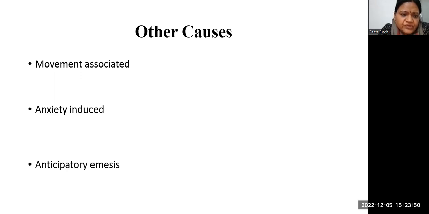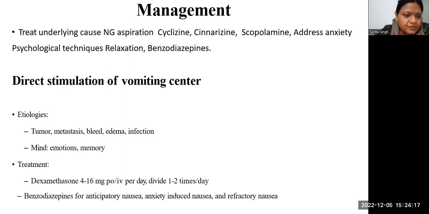Next. Other causes: movement associated, like vestibular stimulation, anxiety induced, or anticipatory emesis. Sometimes the patient has the feeling that he is going to vomit immediately, but it does not actually happen. So this is anticipatory emesis. This also can cause nausea and vomiting. Next, these patients need psychological support. Management: treat the underlying cause, with NG aspiration, benzodiazepines, and psychological techniques like relaxation.